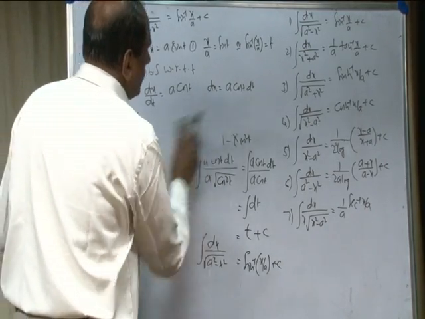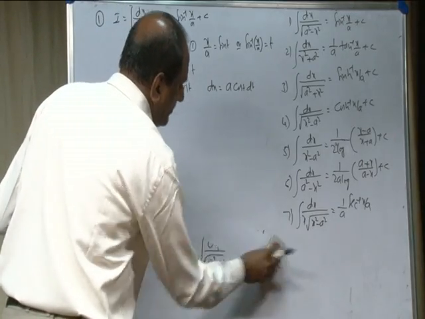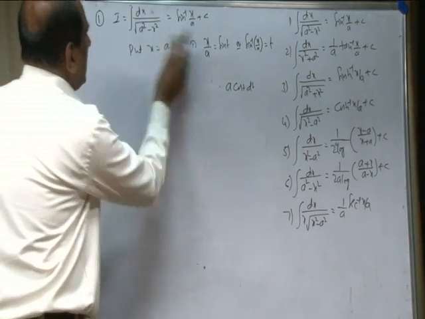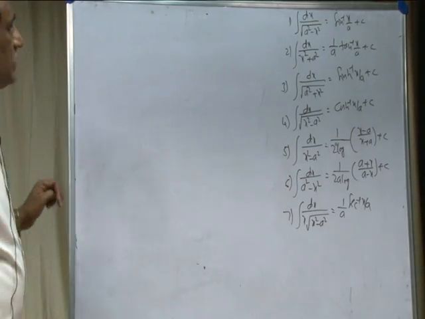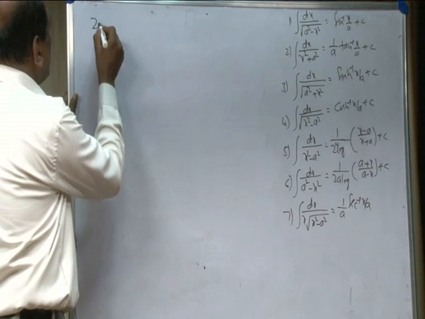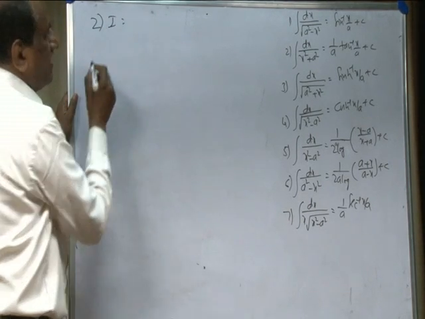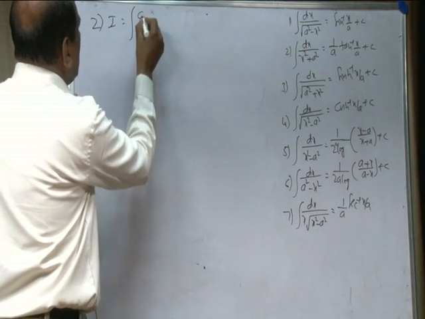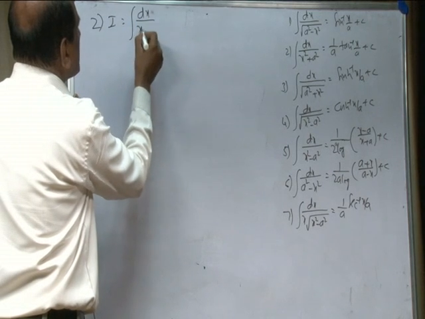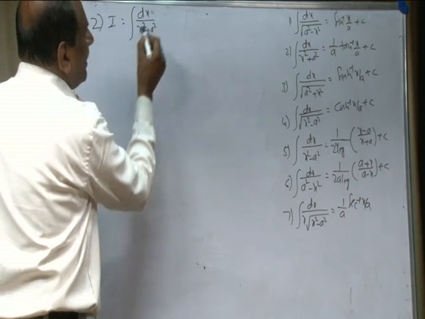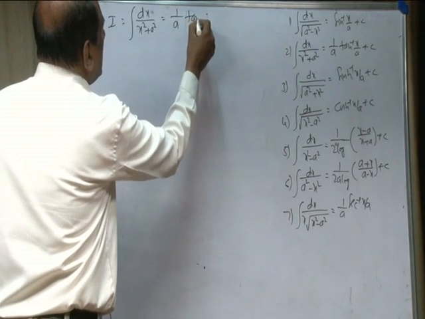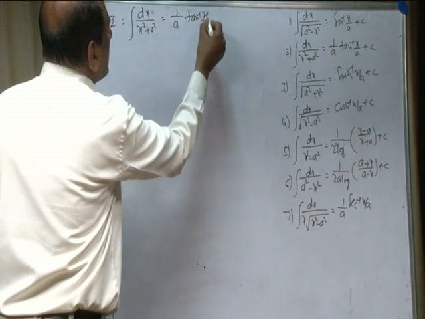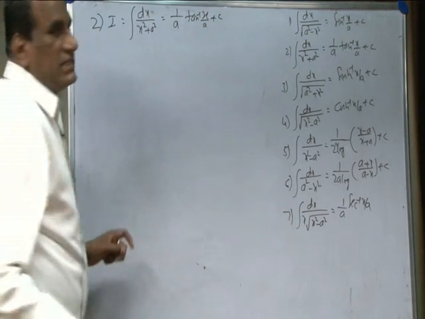Now I am going to prove the second result. So what is the second result? See, the proof of the second result: I is equal to the integral of dx divided by x square plus a square, which is equal to 1 by a tan inverse x by a plus c. How to prove this result?